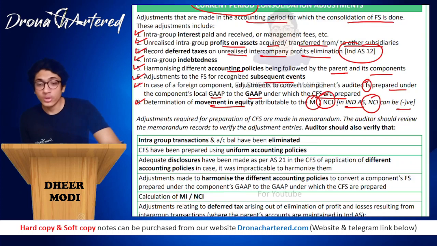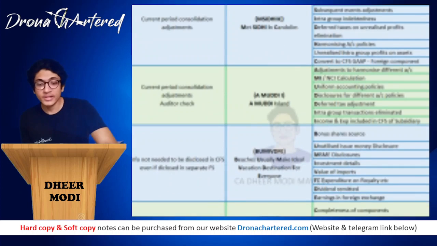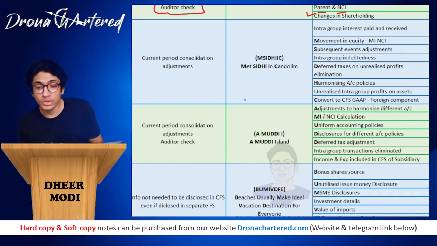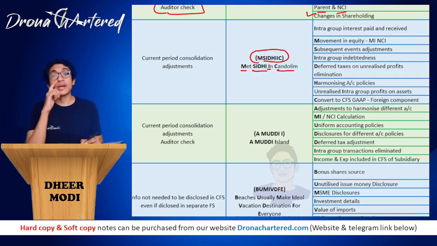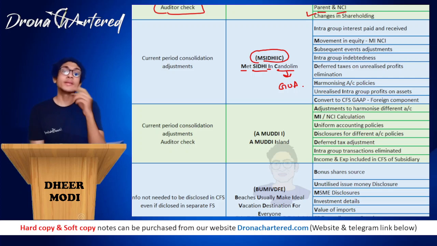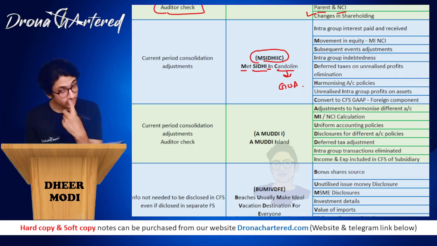Okay, so let's see what key we have made for your current period adjustments. For current period consolidation adjustments, our key is M Siddhi IC. M Siddhi IC is Met Siddhi in Candolim. Okay, so whatever letters I have made bold, those are part of our key. So Met Siddhi in Candolim. Candolim is a beach in Goa. Okay, so you met Siddhi in Candolim, therefore it is related to B.